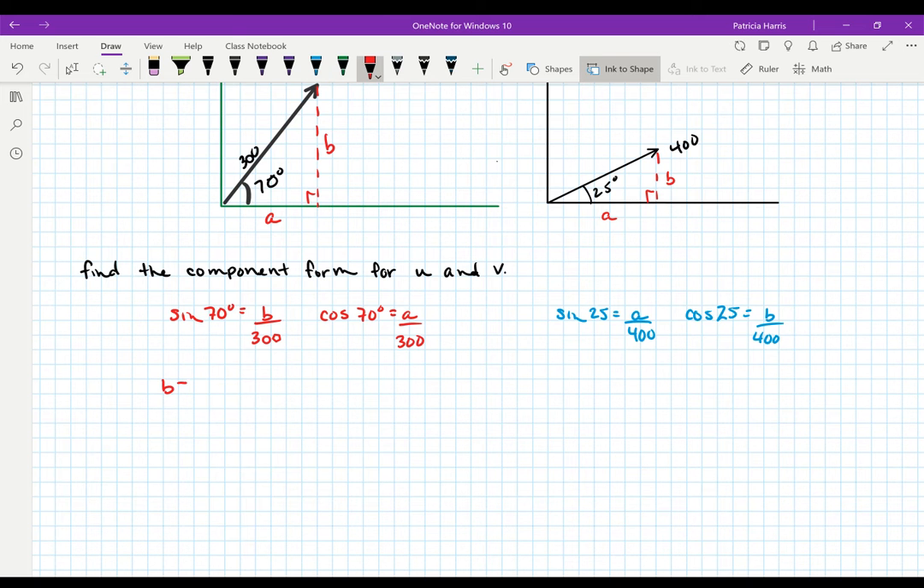So b equals 300 sine of 70, a equals 300 cosine 70. You should hopefully be noting that this almost looks exactly like polar form, except we're not calling it polar form. We're using right triangle trigonometry. Again, this is just an alternate way to do the same problem.